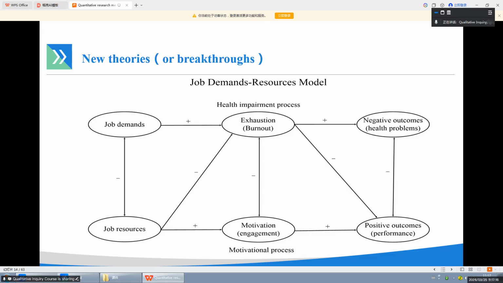But when we call a theory a model or a framework, sometimes a framework like this will be presented. You can see there are lines, directions, and the relationships among the variables. But some theories may be more systematic, bigger. For example, social cognitive theory, Bandura. This is a system. It involves many sub-theories.